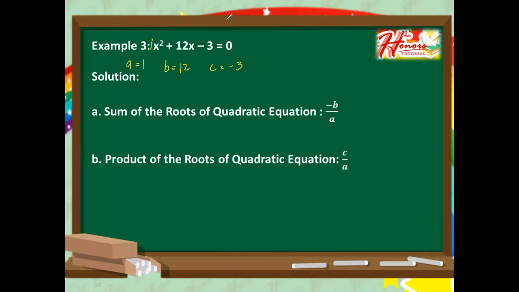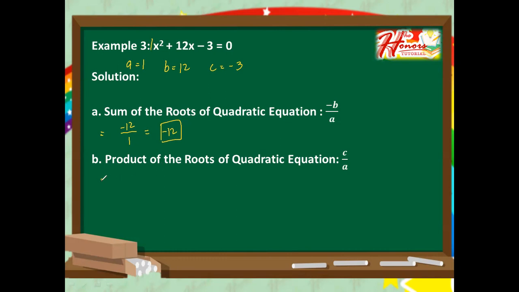Now let's substitute the value of A, B, and C in our formula. For the sum of the roots of quadratic equation, we have here -b/a. So the value of b is 12, but don't forget to write the negative sign. So we have here -12/a, so that's 1. Let's simplify this. So this is -12 divided by 1, that's -12. So that is the sum of the roots of quadratic equation.